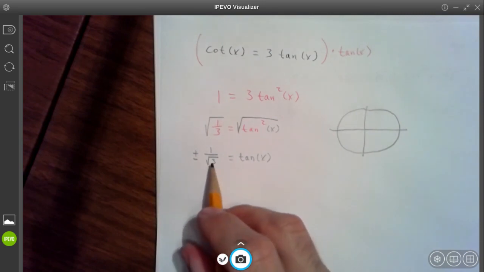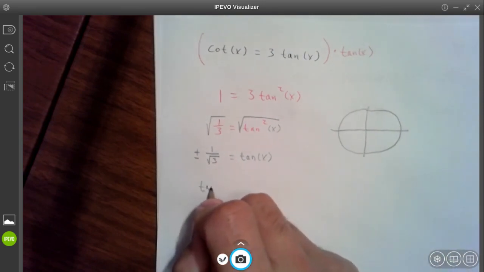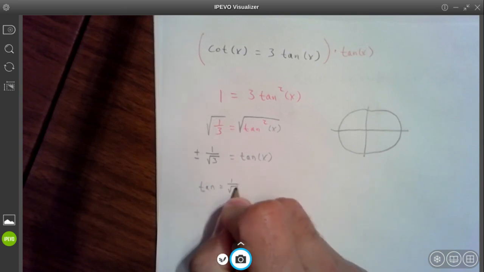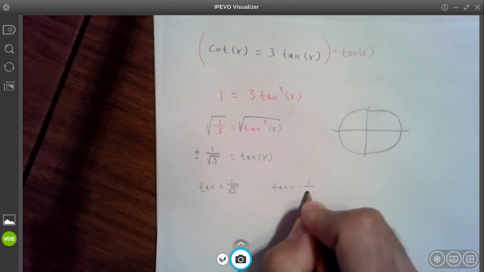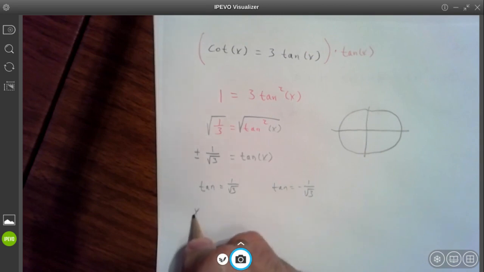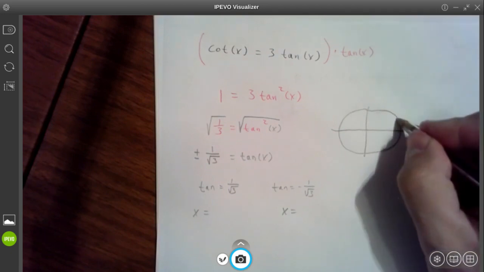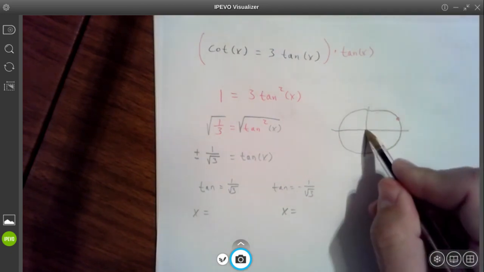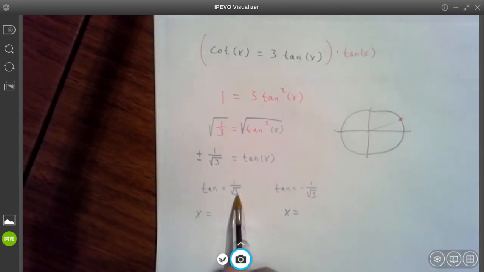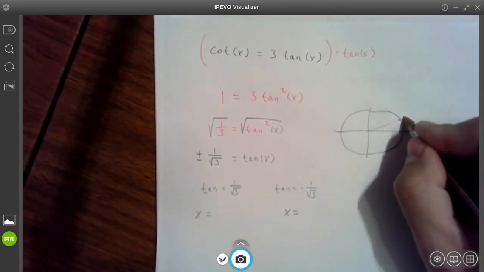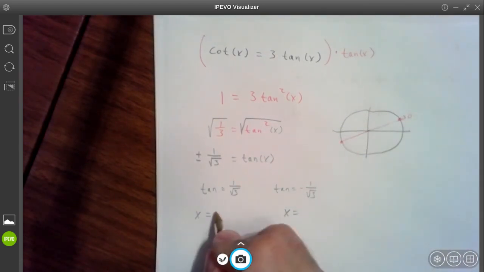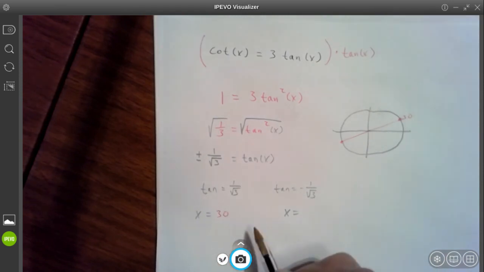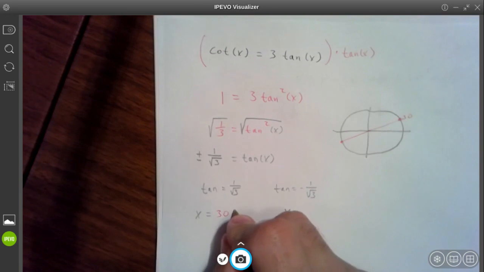This one, I guess you'd break it up into 2 cases. Tangent is equal to positive 1 over root 3, and tangent is equal to negative 1 over root 3. X equals... This is going to happen at all of your 30-degree markers. Those are the places where tangent is equal to 1 over root 3. So it's going to happen at 30 and at 210. So x equals 30, and you don't have to include the 210 because it's just 180 away.